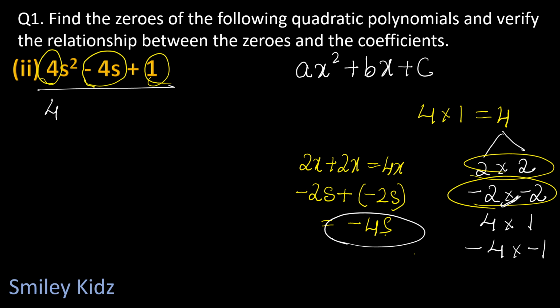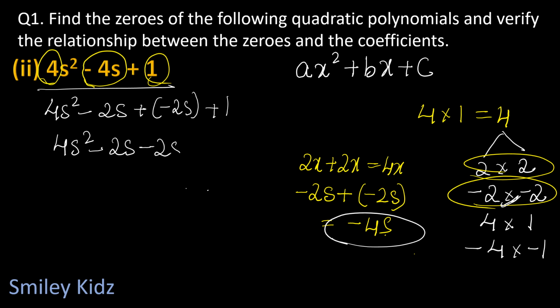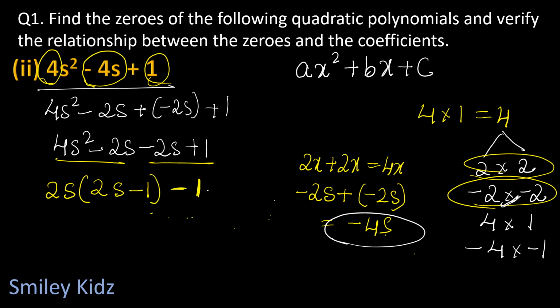So it is going to be 4s square minus 2s plus minus 2s plus 1. This is going to result in 4s square minus 2s minus 2s plus 1. Now let's take out common factors, right? In the first two terms, we are able to see that 2s can be taken out as common, so we'll be left with 2s in brackets minus 1. Here again I'm taking 1 as common and will be left with 2s minus 1.